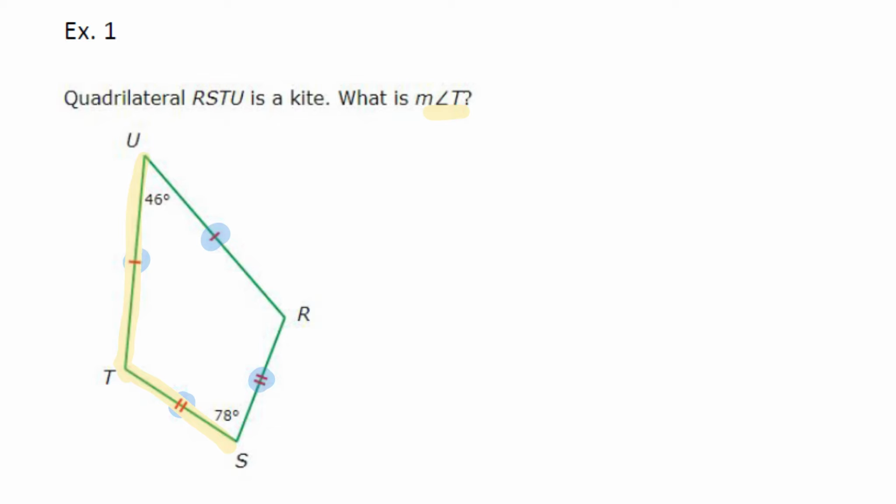Well, one thing we hopefully should recognize is that the measure of angle T is going to be equal to the measure of angle R, because they're clearly the two that are equal. We're always going to have equal sets, and the 46 is clearly not equal to the 78, so we don't have a match there. And we know that T is equal to R because we learned that about kites.